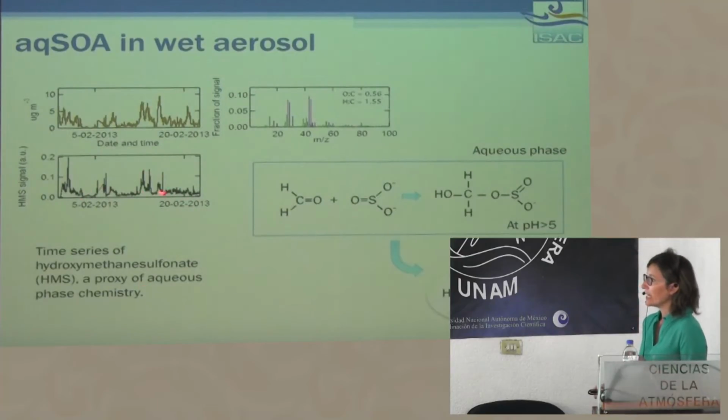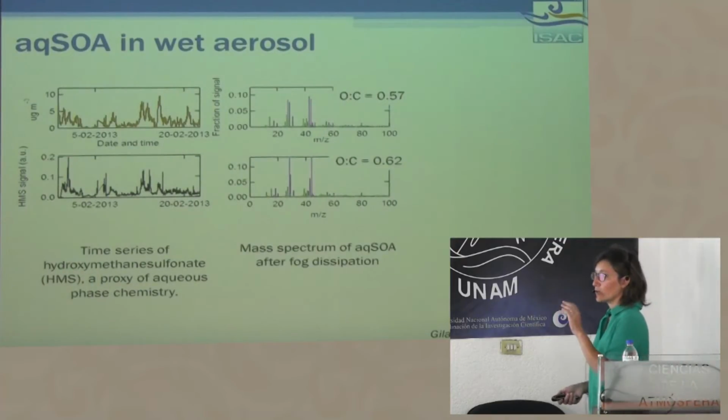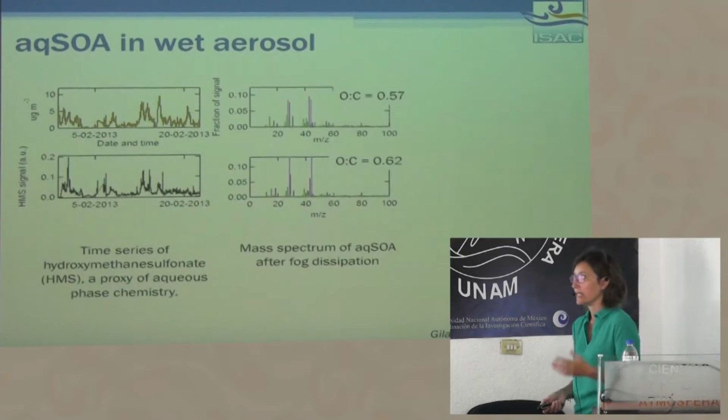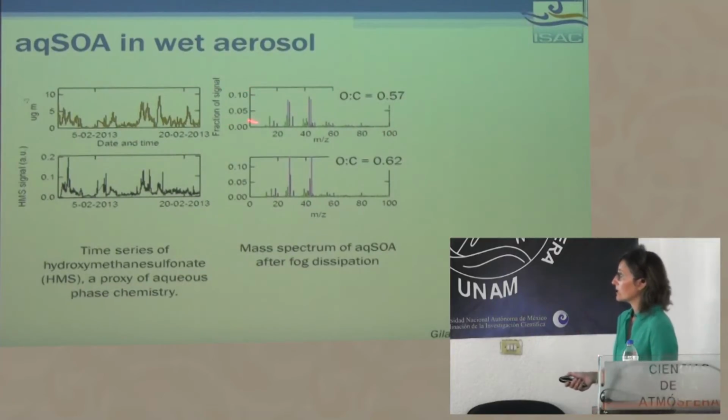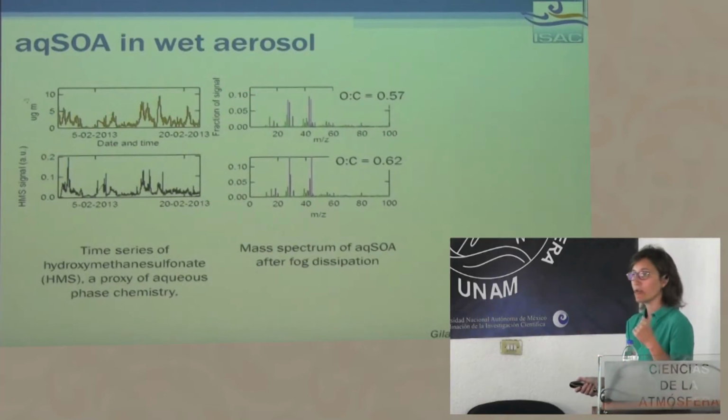This time trend is the hydroxymethane sulfonate time trend measured during the experiment. And you see that there is a very good correlation between the two time trends here. The second evidence that this oxidized organic aerosol is actually formed in the aqueous phase is the mass spectrum. So this is the mass spectrum of the aqueous secondary organic aerosol. And again, as before, the most important peaks are at m/z 29, 43, and 44. And this is the organic mass spectrum of the aqueous secondary organic aerosol formed from fog processing.